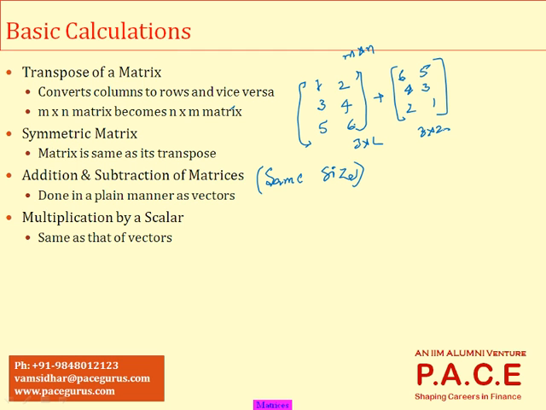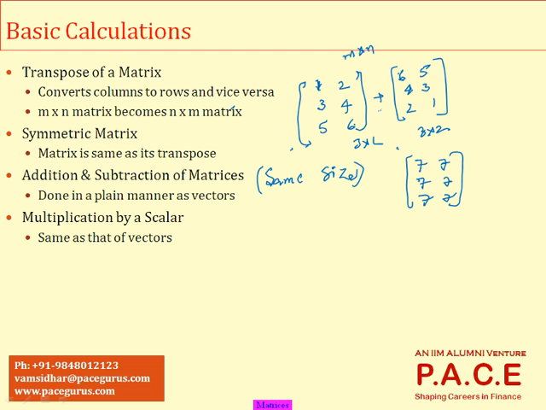So once I want to add the two matrices, the process is very simple. Positional addition. The first element of this you add with the first element of this. So position wise you just do a simple addition. 7, 7, 7, 7, 7, 7. This is the summation matrix.